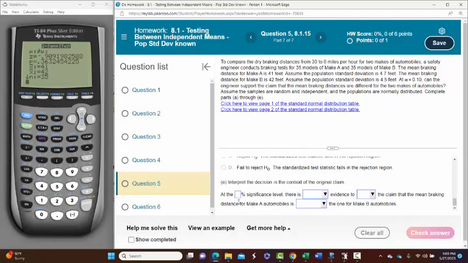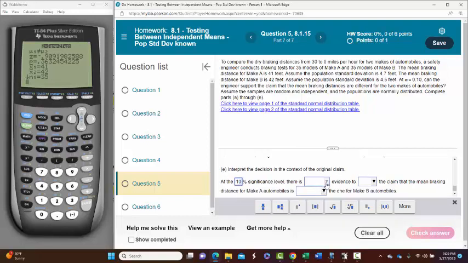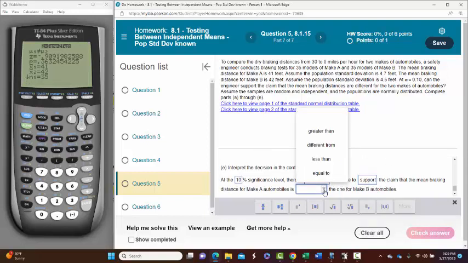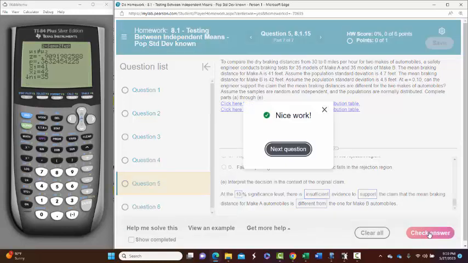All right. At the 10% level of significance, let's see how they're going to want to word this. The claim is different. So there is insufficient evidence to support the claim because we didn't reject the H0. It should be different from. This should be okay. Let's see how we did. Excellent.